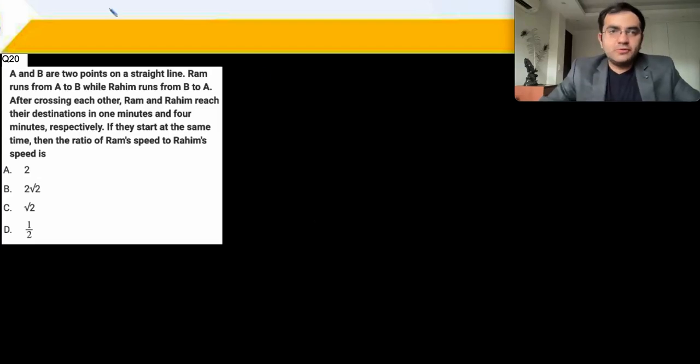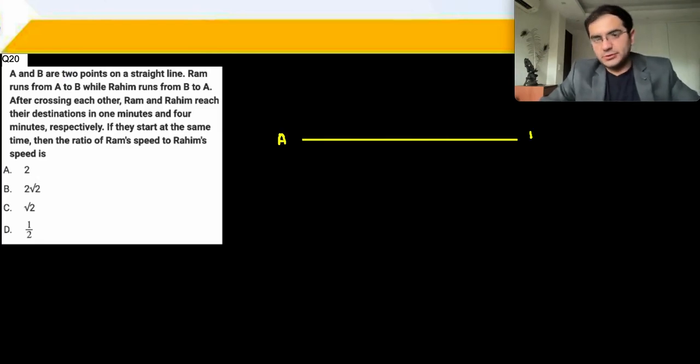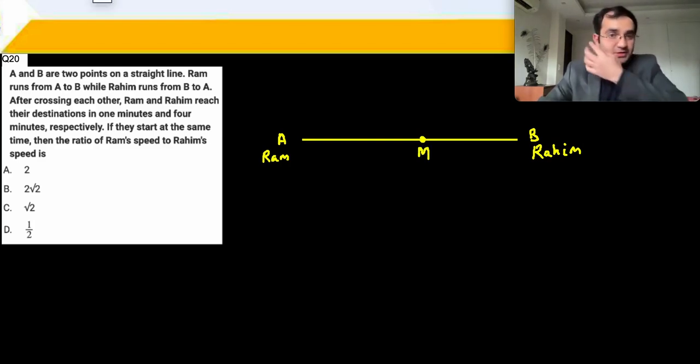Basic question of one of the existing and popular results of TSD. A and B are 2 points on a straight line. Ram runs from A to B, Rahim runs from B to A. ठीक है? And they are going to meet at some point. After crossing each other, Ram and Rahim reach their destinations in 1 minute and 4 minutes respectively.